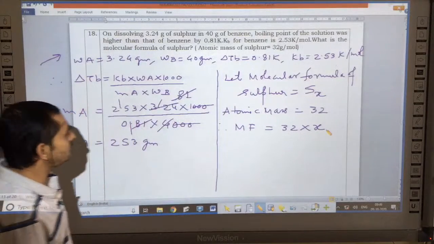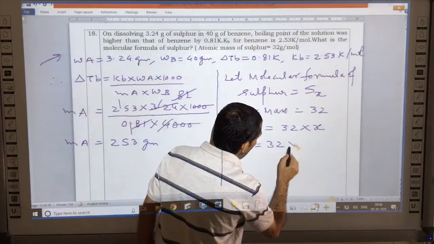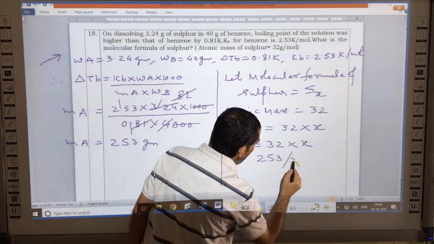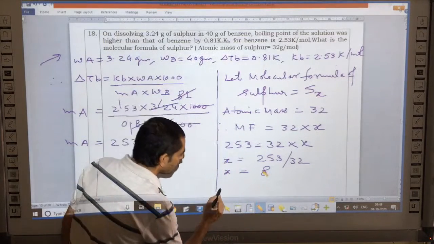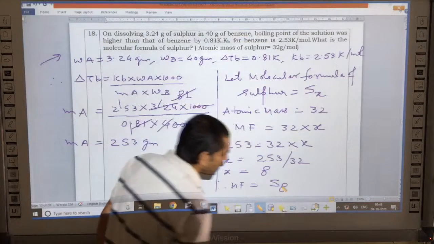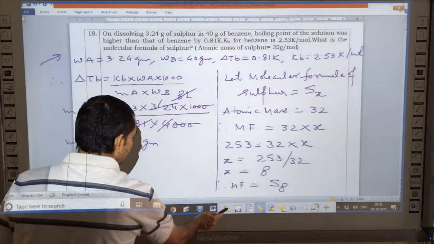Just now we have calculated 253. So the molecular formula mass 253 is equal to 32 into X. You calculate X. X is equal to 253 upon 32. Approximately this X comes to be 8. Approximate value. Therefore, the molecular formula is equal to S8. What is the molecular formula of sulfur? It is S8. Understood? Clear? We have to calculate the molecular mass. From that molecular mass, we can calculate the molecular formula. Clear? Now let us move on to the next numerical.